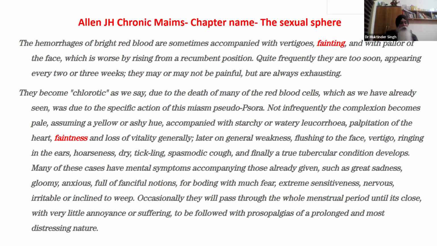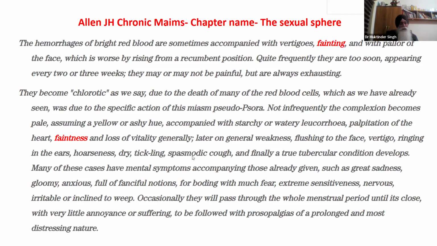So not infrequently, the complexion becomes pale, assuming a yellow rashy hue, accompanied with starchy or watery leucorrhoea, palpitation of heart, faintness, and loss of vitality. So they have understood that as pseudosora. And if you read this, flushing of face, vertigo, ringing in the ear, hoarseness, finally a true tubercular condition develops. So this pseudosora gives rise to a tubercular condition.